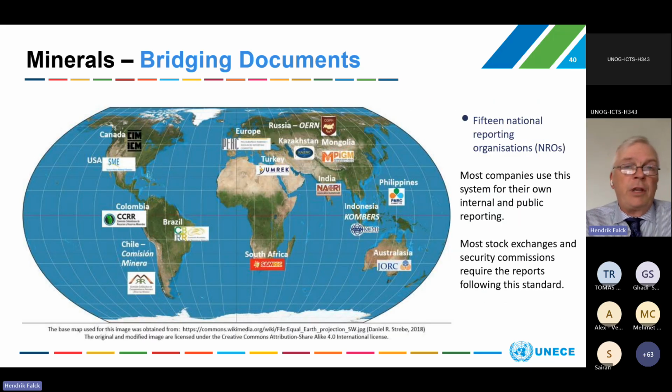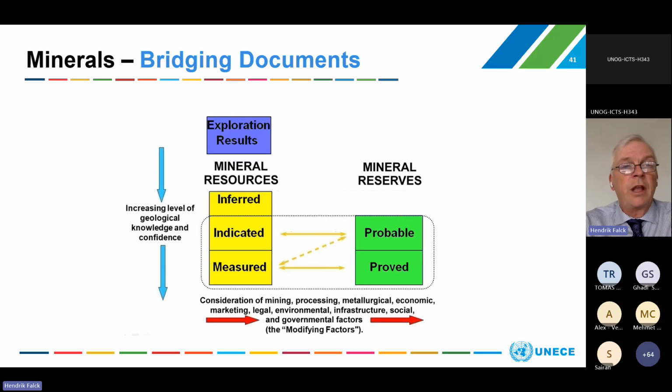And so currently 15 national reporting systems have aligned to the CRIRSCO standard, and these are often used as well for companies in their own internal systems as well as their public reporting. And most stock exchanges require that reports follow this standard as well.